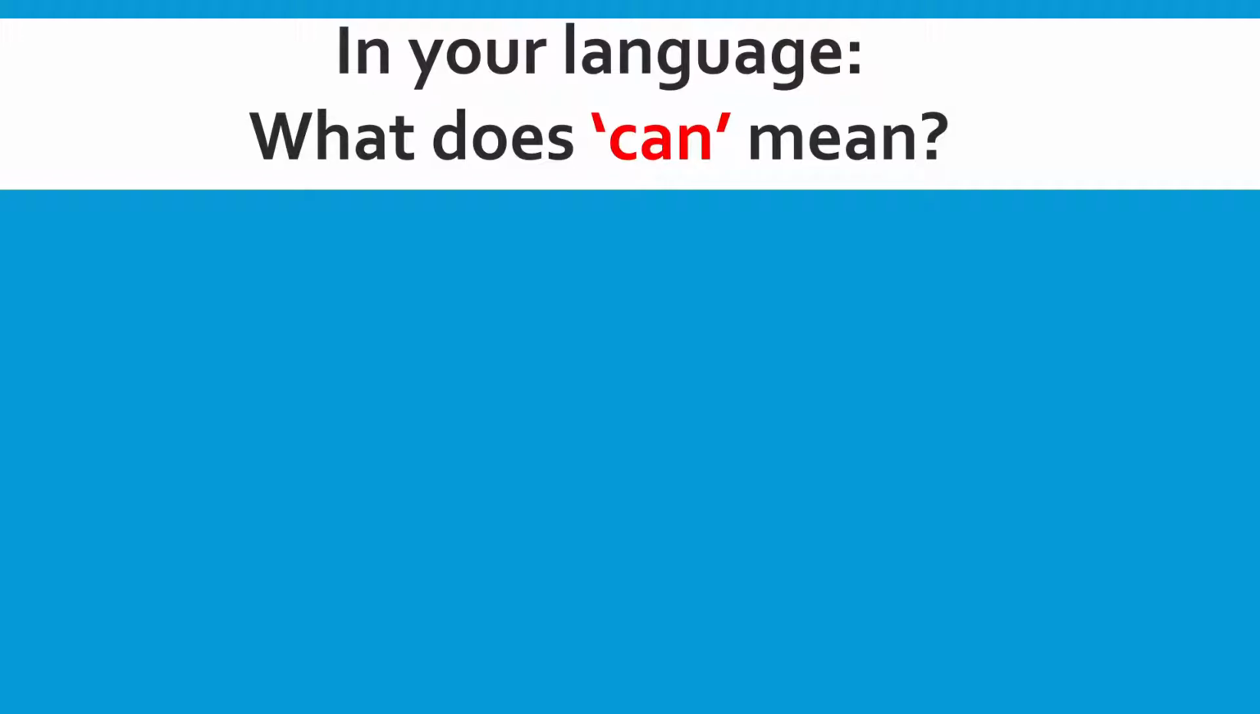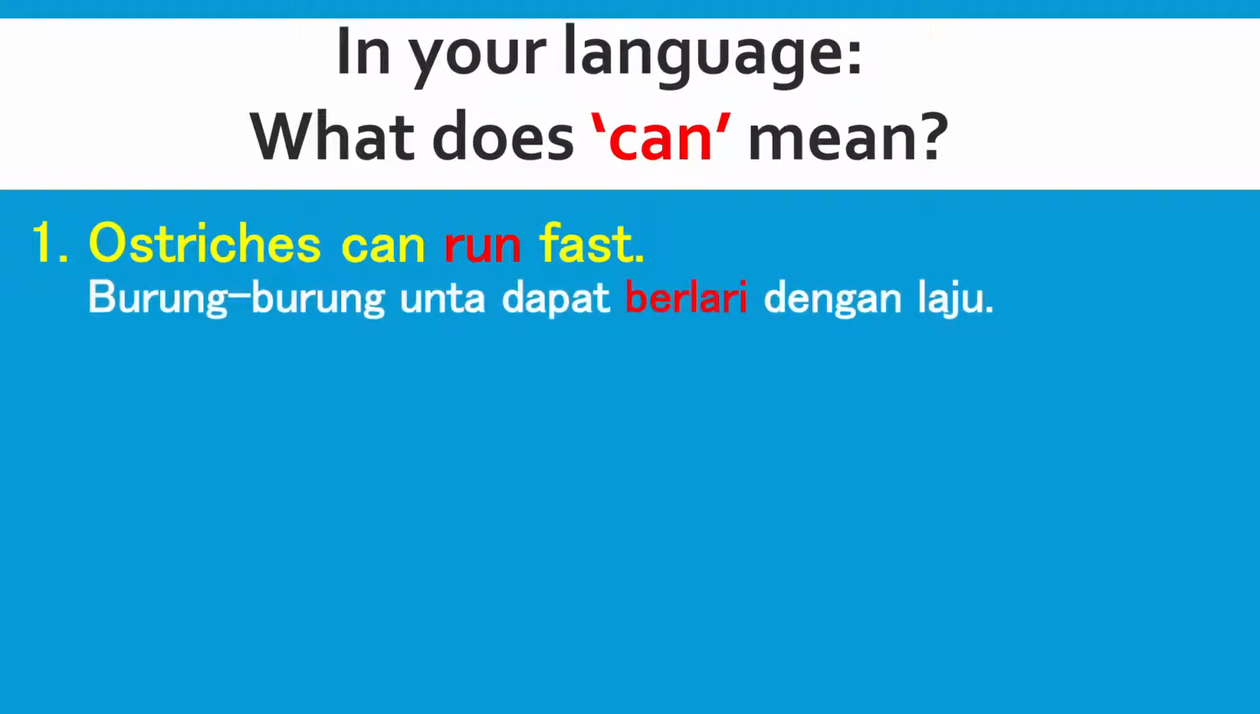So, in your language, what does the word can mean based on the 3 sample answers that we elicited just now? Number 1, ostriches can run fast. In BM, it means burung-burung unta dapat berlari dengan laju.